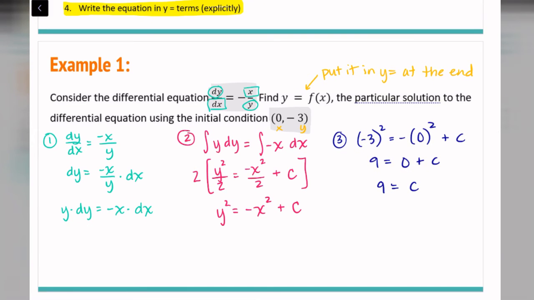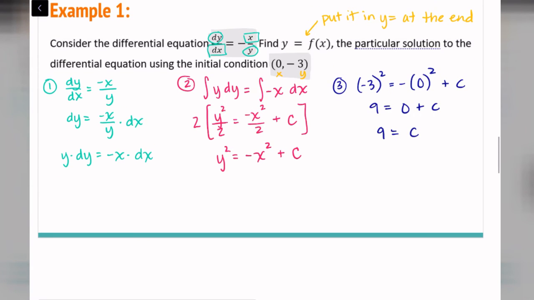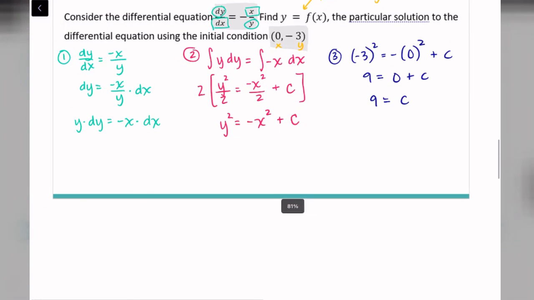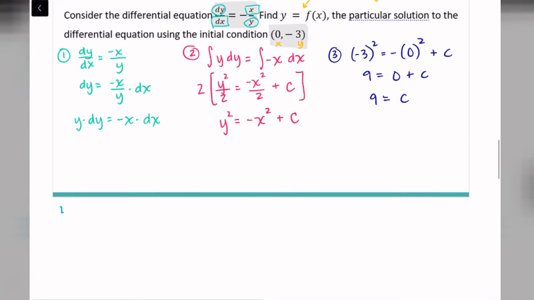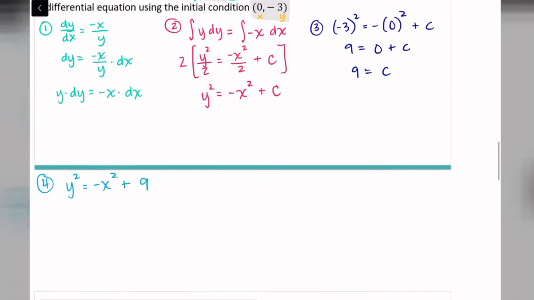Now our last step is we want to go back and take our original equation. So I'm actually going to go down here a little bit lower. I'm going to say, all right, I have y squared is negative x squared plus 9, because I know that my c value is 9. And I have to solve it for y. So I'm going to square root both sides.